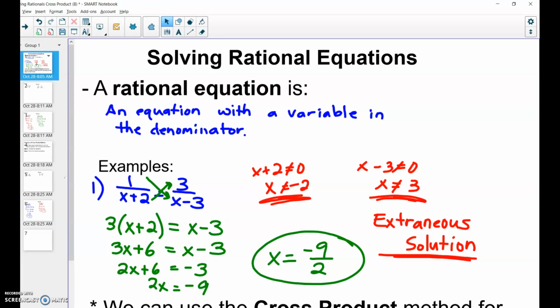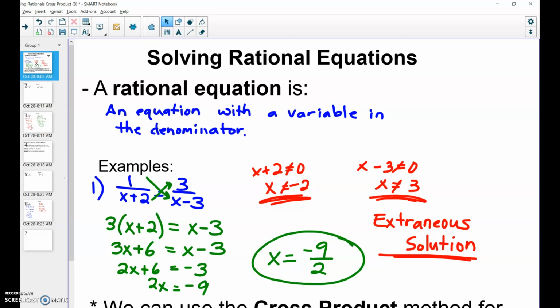We are going to start now actually solving rational equations. So we've looked at multiplying and dividing them. We've looked at adding and subtracting. And those are just ways that we can simplify them so that it's easier for us to work with. But now we're actually going to look at solving them. So what happens now when you have them in an equation?